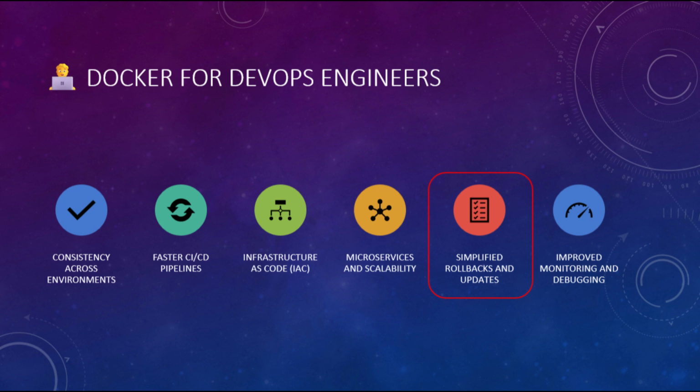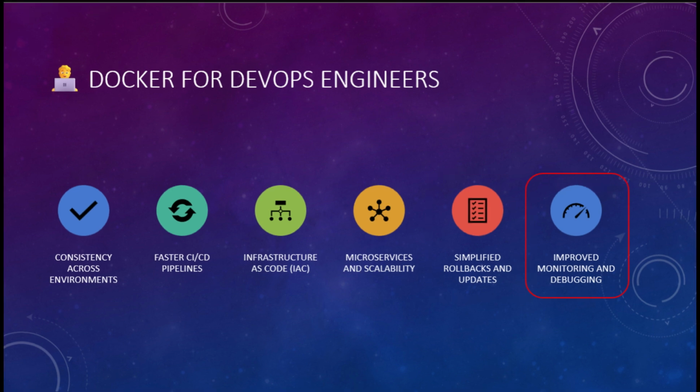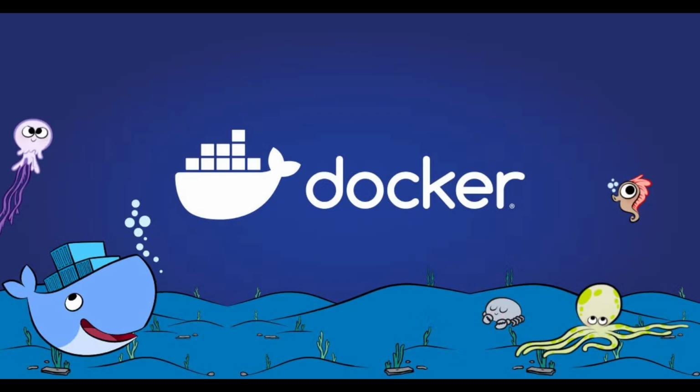Number 6. Improved monitoring and debugging. With containers, you can monitor, log, and trace each service independently, making it easier to detect, debug, and fix production issues. For a DevOps engineer, Docker is more than just a tool. It's a foundation for automating builds, tests, and deployments with reliability, speed, and scalability.